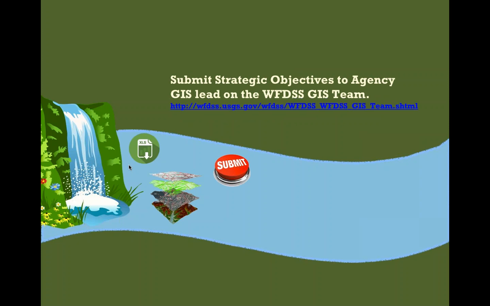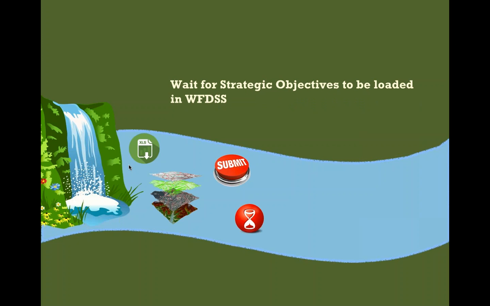Once you've got that data together, you submit the strategic objective polygons to your agency GIS lead, or potentially directly to me. You submit those data for loading in WFDSS, paying close attention to those dates that we showed earlier. And then you wait. At this point you could go in and start tinkering under the hood, but my recommendation is to wait until those strategic objectives are loaded. With the monthly uploads for the next few months yet, it won't be long until the data are in there and you can get cooking. So try to plan your schedule accordingly so that when the data become available, you've got time to crank.